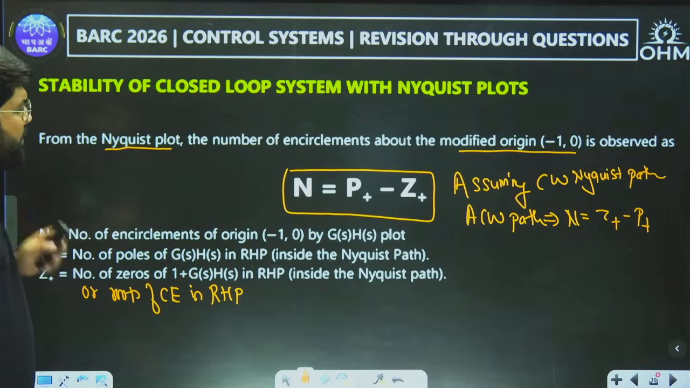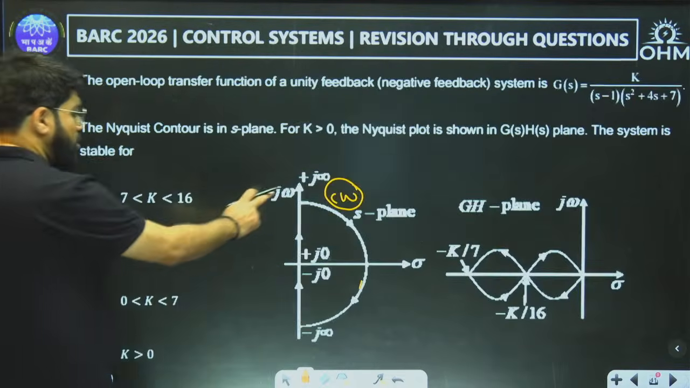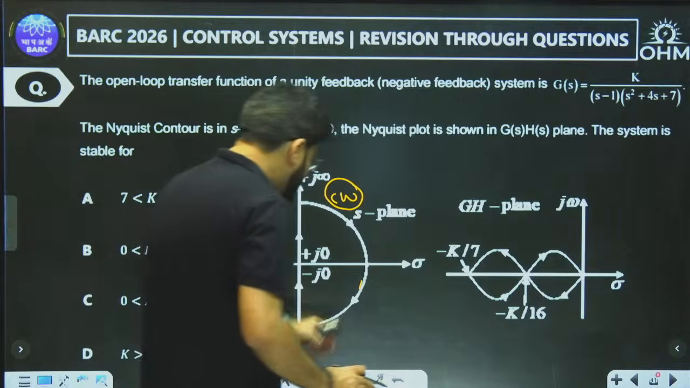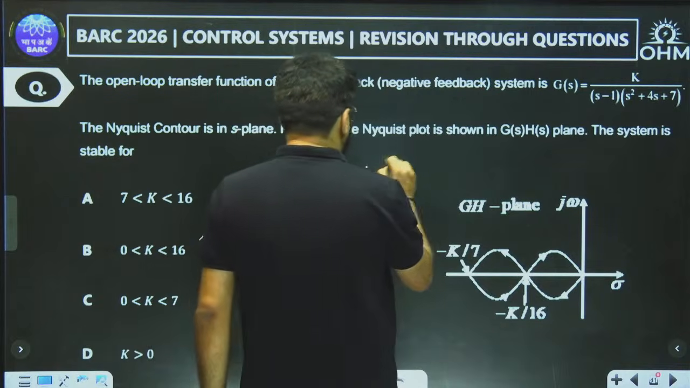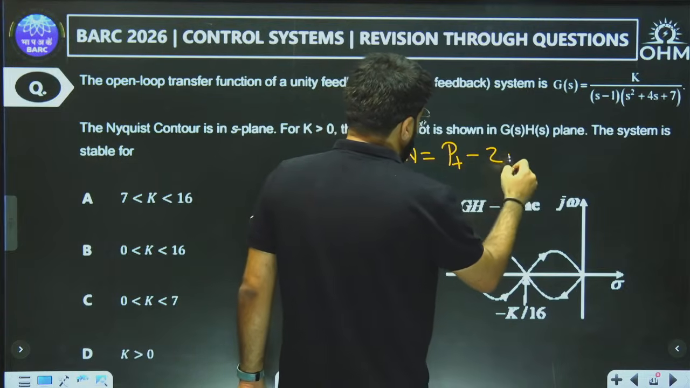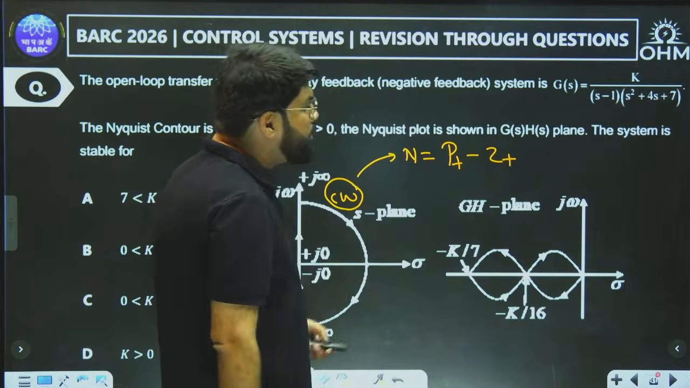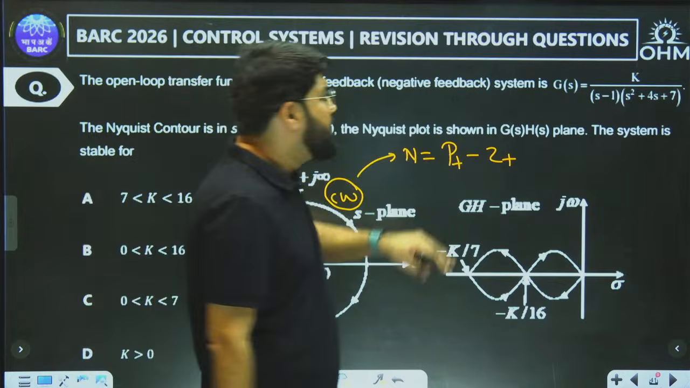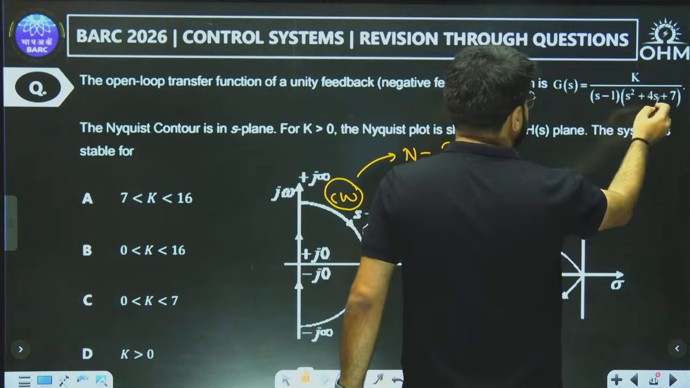So this is the background you have to use. What is given here? A clockwise Nyquist contour has been given. Because the clockwise Nyquist contour has been given, what is the formula I will use? I will use the formula N = P plus minus Z plus. Now what is P plus? The poles of GSHS in the RHP.